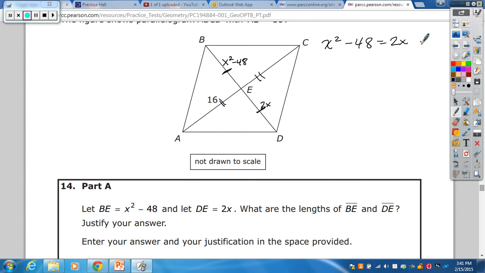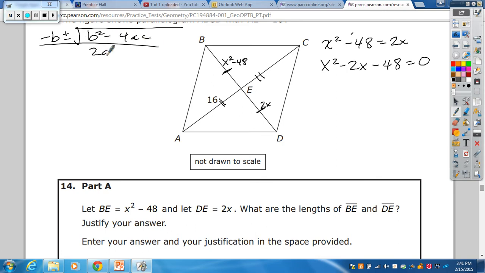So I'm going to subtract 2x from both sides and bring it over. So x squared minus 2x minus 48 is equal to 0. Okay? Now from there we can go ahead and solve for x. You can either use the quadratic formula, negative b plus or minus radical b squared minus 4ac all over 2a, and I'll show you how to do that in a second, or you can go ahead and factor it. The factoring on this one I think is easier than the quadratic formula.